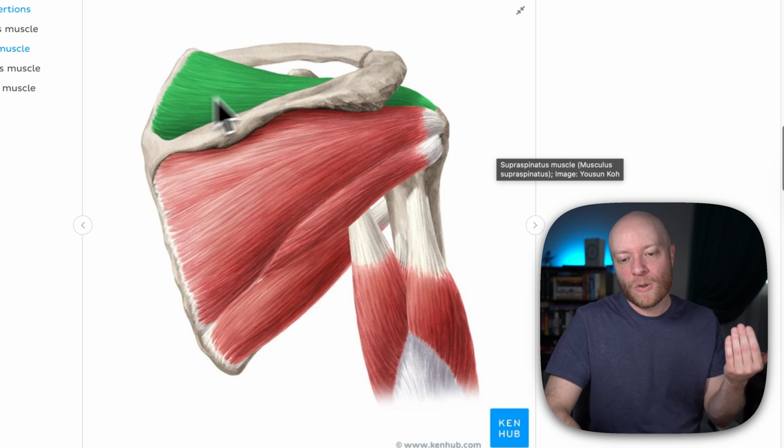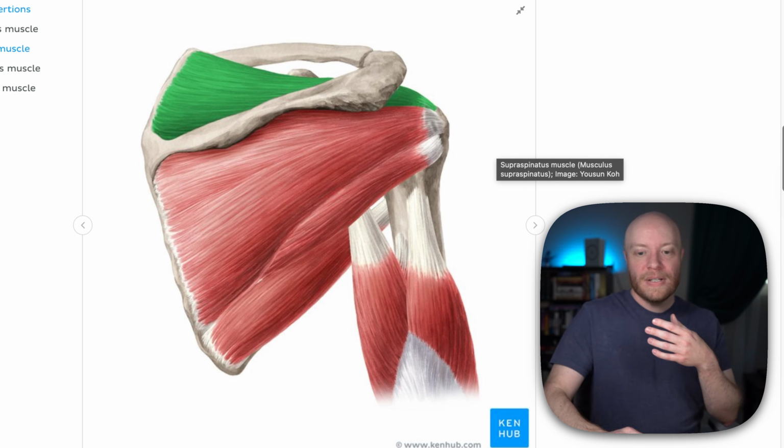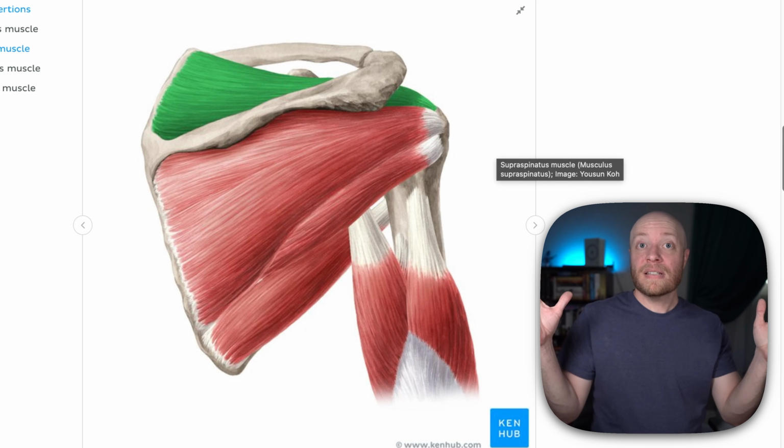And part of that means that the supraspinatus is always working. And so since it's always under tension, it's always in this high friction environment, it's very likely to be torn. But let's discuss the muscle itself, all right?